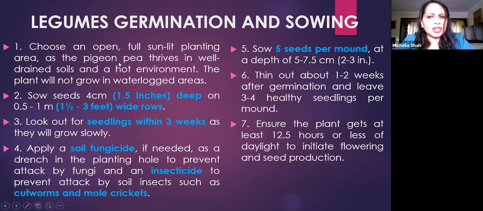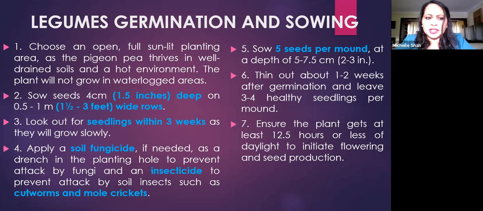The germination and sowing of legumes. Firstly, you choose an open, full sunlit planting area, as for the pigeon peas, which thrive very well in drained soils and in a hot environment, and the plant will not grow in waterlogged areas. Sow the seeds 1.5 inches deep, in rows 1.5 to 3 feet wide. The distance between each one should be at least 1.5 feet apart. Look out for seedlings within 3 weeks after planting.